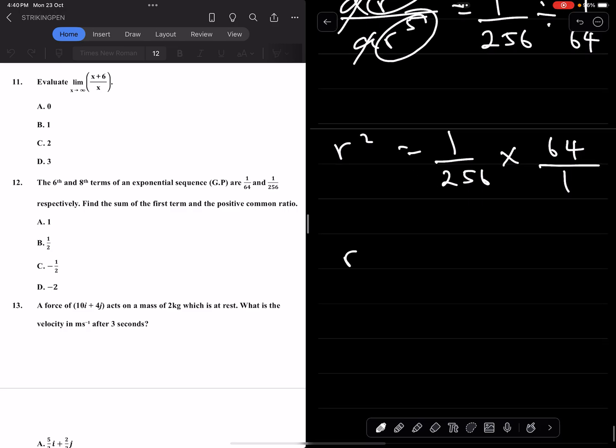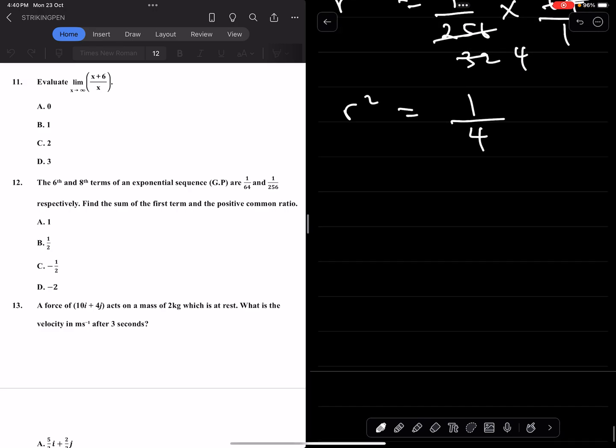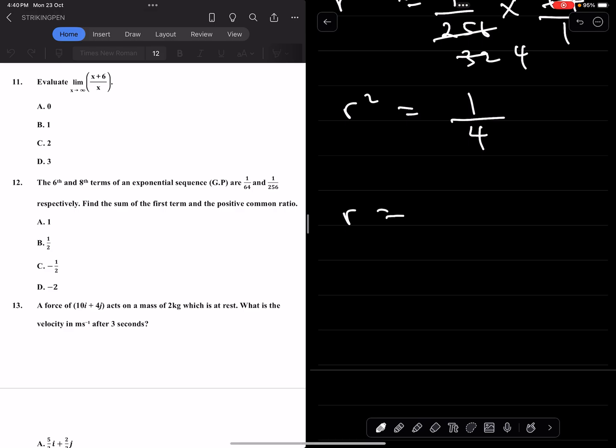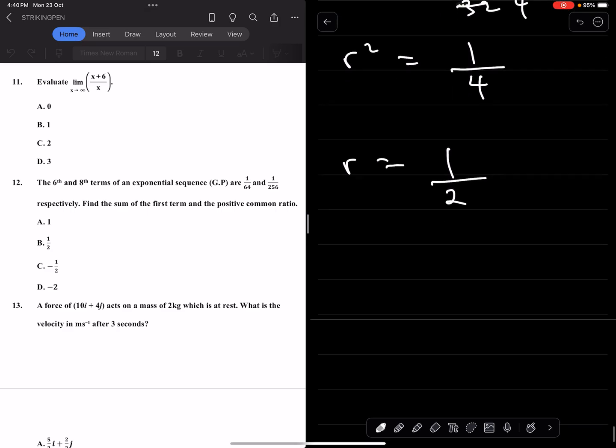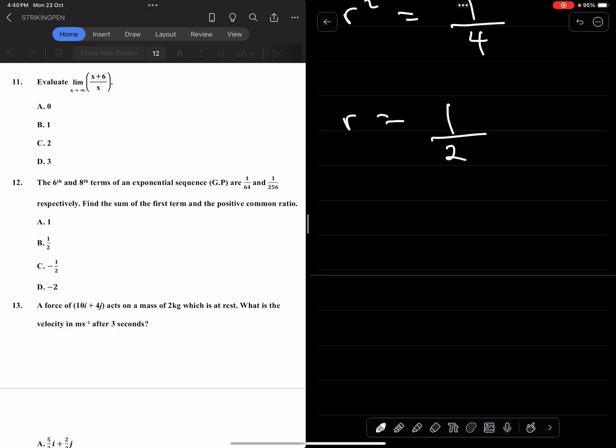And this is the same as, that means r raised to power 2 equals, of course, 8 here, 8 here, 32, and 8 here 1, 8 here 4. So that simply means r squared is 1 over 4. And I need only the positive value of r. So r is the square root of 1 over 4, which is actually plus or minus 1 over 2, but I need a positive. So I'm taking r equals 1 over 2.